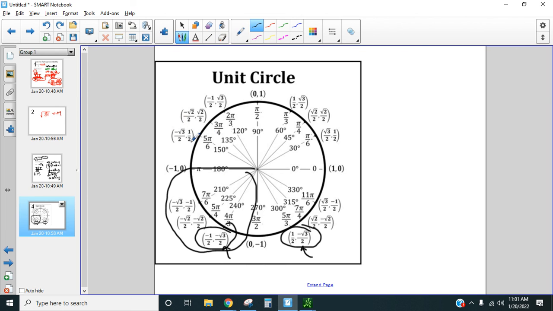The second assignment today is going to be unit circle stuff, and you're going to just identify these angles. Sorry, the cosine and sine from the unit circle. All right. That's all. Thank you.